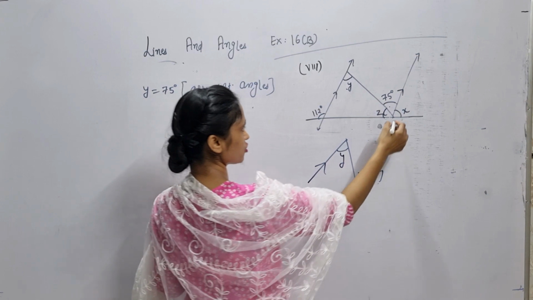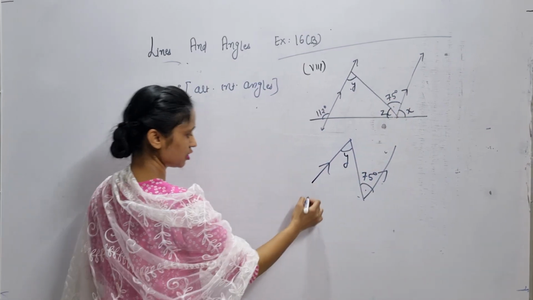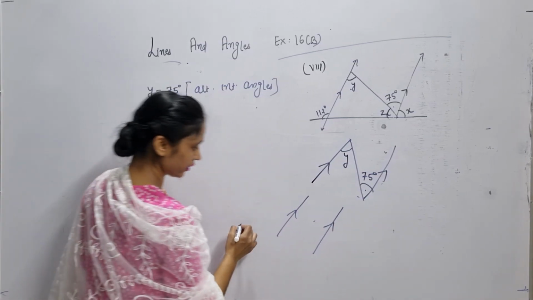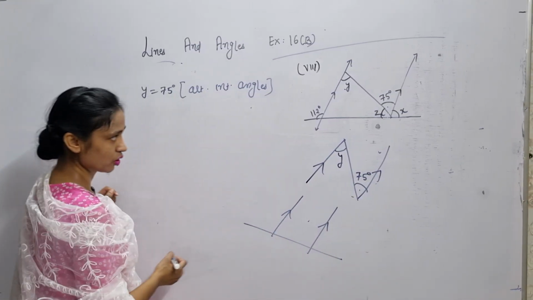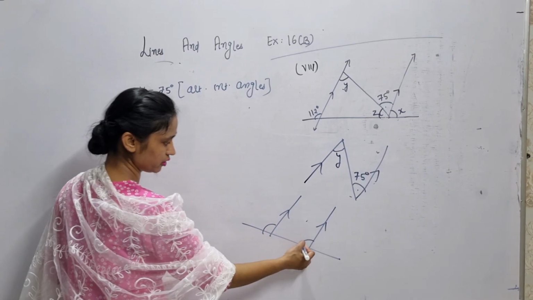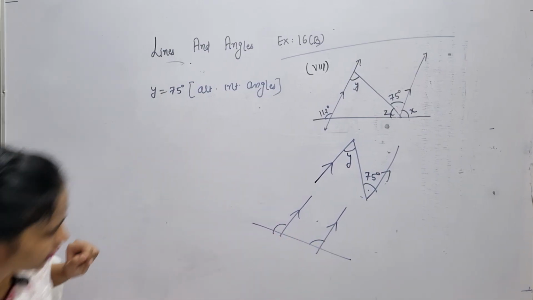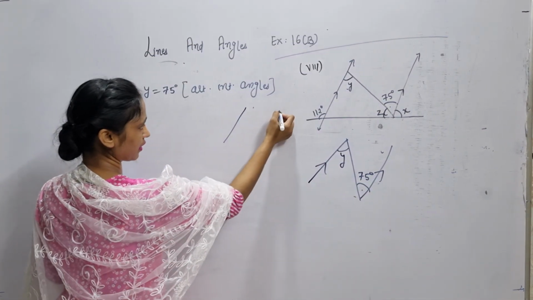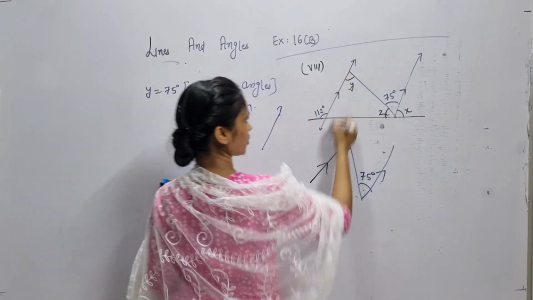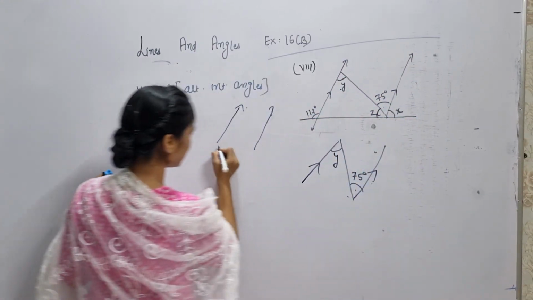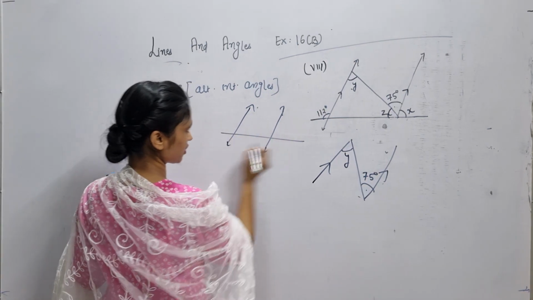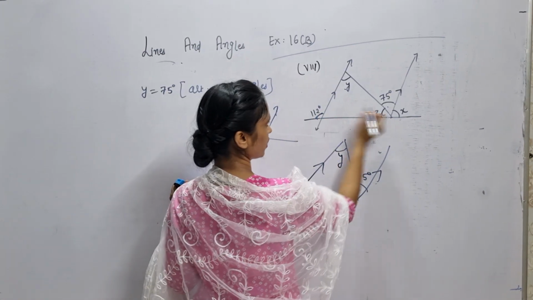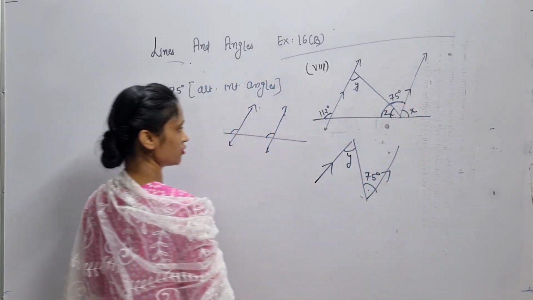See, again, these two are the parallel lines, and this is the transversal line. So what would be the relationship between these two angles? I would like to draw it again. So for the next, these two lines are the parallel lines, and this is the transversal line. What would be the relationship between this one and this one?